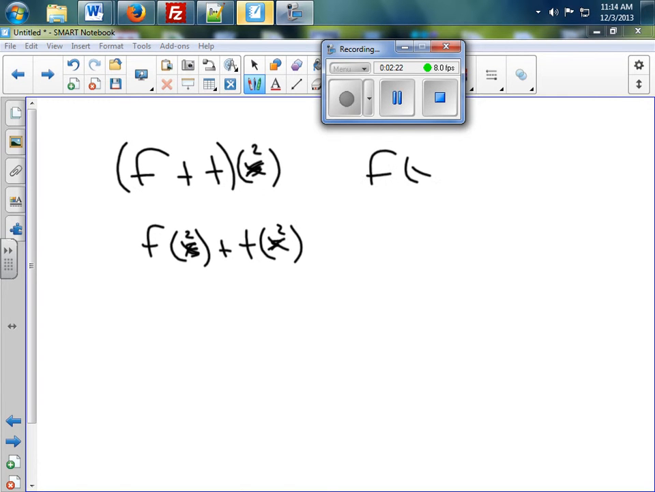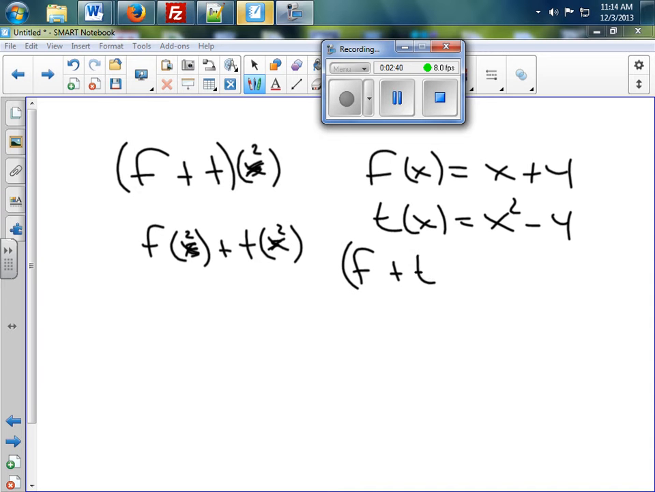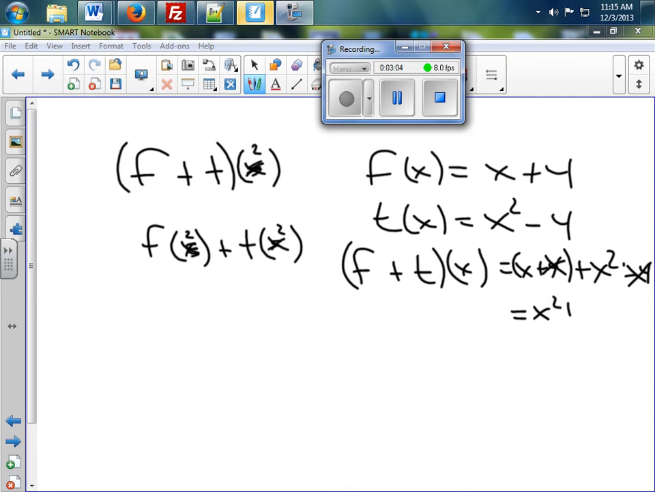I'm going to come up with f of x is equal to x plus 4, t of x is x squared minus 4. In this example right here, if I was to find f plus t of x, all I'm going to do is add those two functions together. All I'm going to do is take x plus 4 plus x squared minus 4. I'm going to add them together. The 4's are going to disappear, and I'll have x squared plus x.